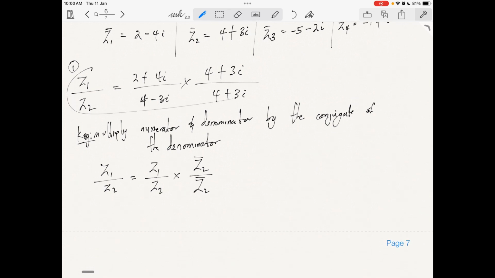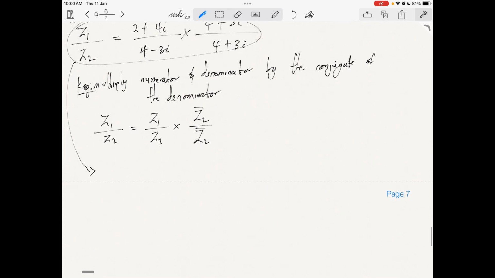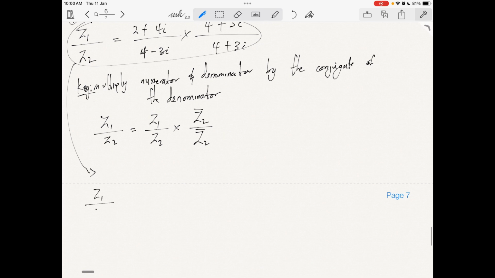Now we can come back here and rewrite this. We have z1 divided by z2 is equal to 2 plus 4i divided by 4 minus 3i, multiplying the numerator and the denominator by the conjugate of the denominator. The conjugate of the denominator is 4 plus 3i because the denominator is 4 minus 3i.